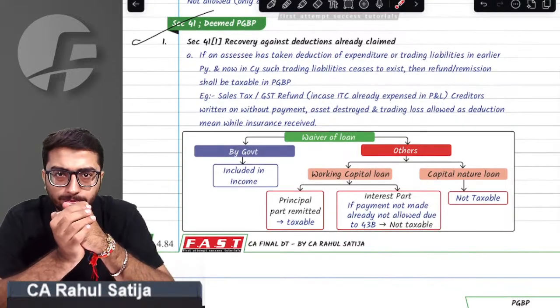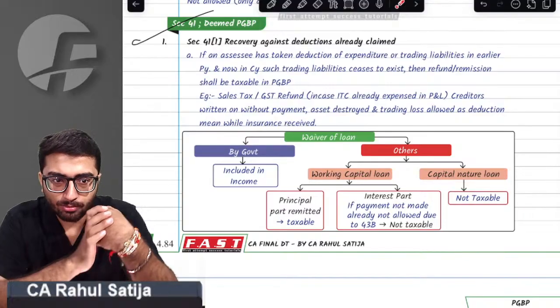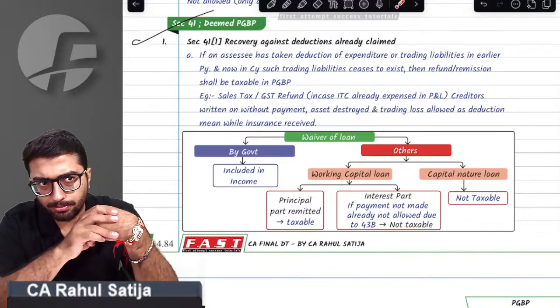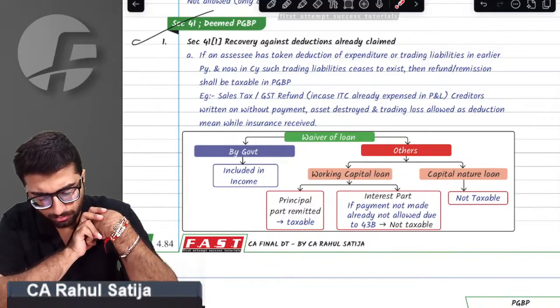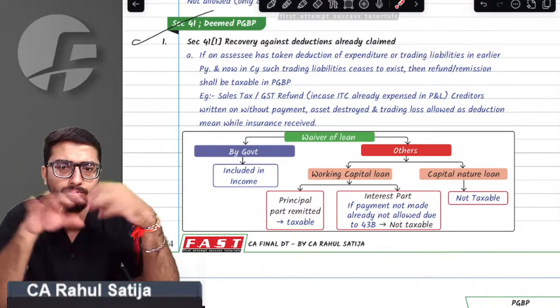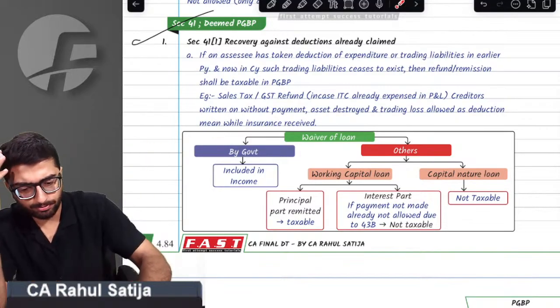Deductions claimed earlier. Deemed PGBP. Let us understand this with an example.